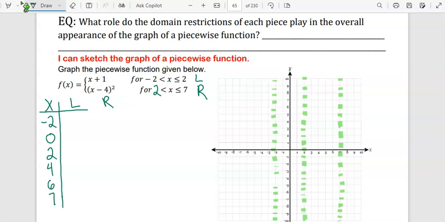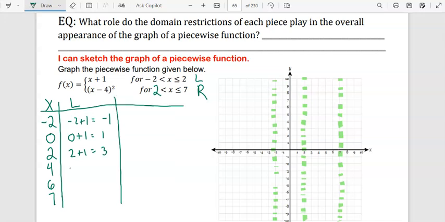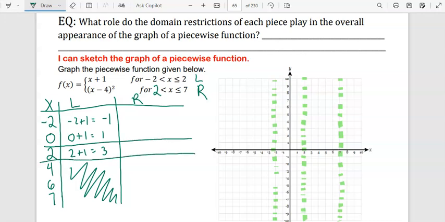Alright, so for negative 2, 0, and 2, we're going to use the left function. So negative 2 plus 1 is going to equal negative 1. 0 plus 1 is going to equal 1. And then 2 plus 1 is 3. And we're not going to use the left one for these pieces. Now for the right side, we'll still use 2, and then we're going to use the 4, 6, and 7. So we won't use these first ones.